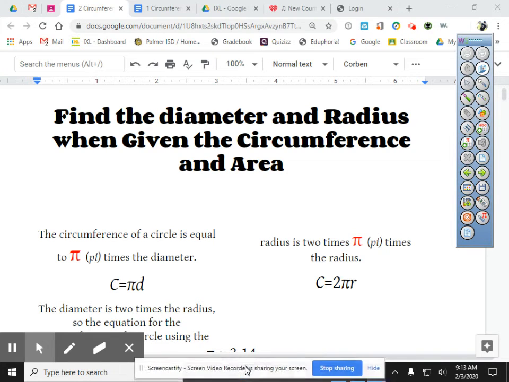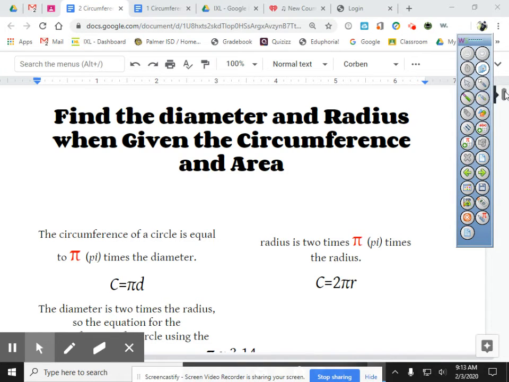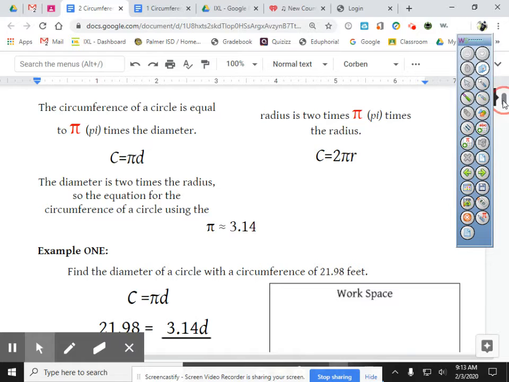So we are going to undo what we've done. Pretty cool. So right here, the circumference of a circle is equal to pi times the diameter. The diameter is 2 times the radius, so the equation for the circumference of the circle using the radius is 2 times pi times the radius. I do prefer to just use C equals pi d.